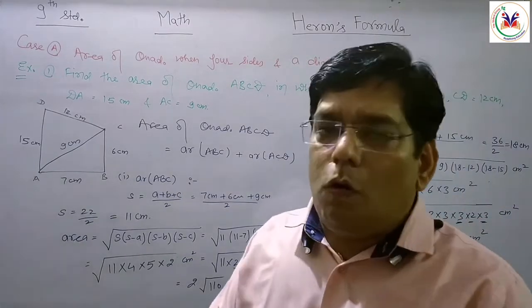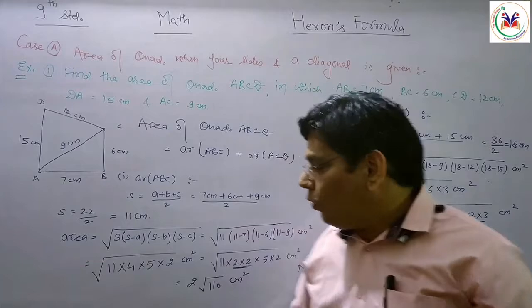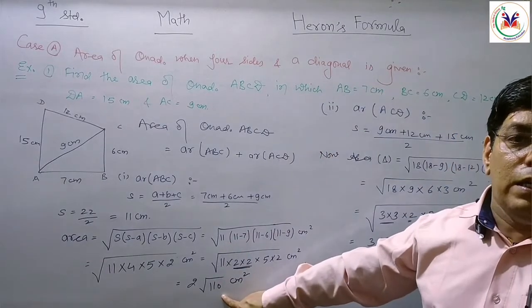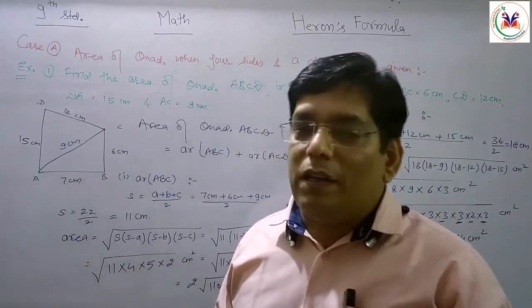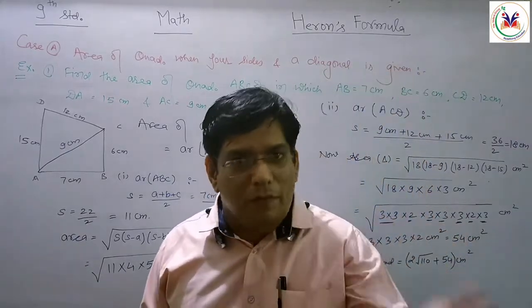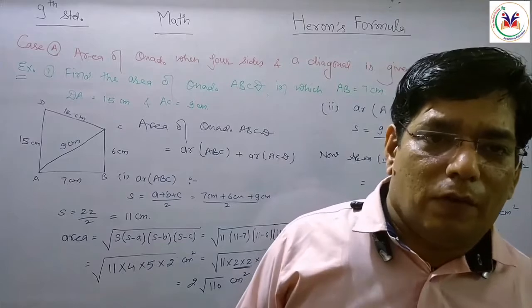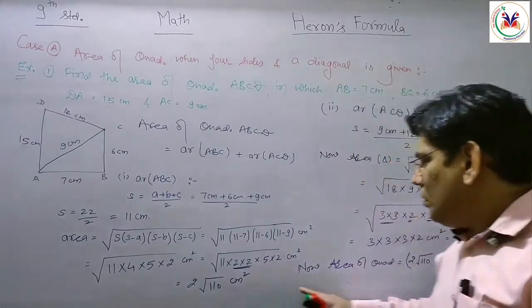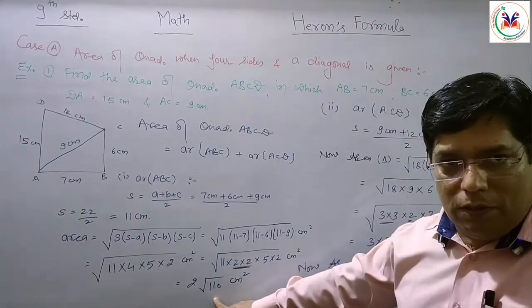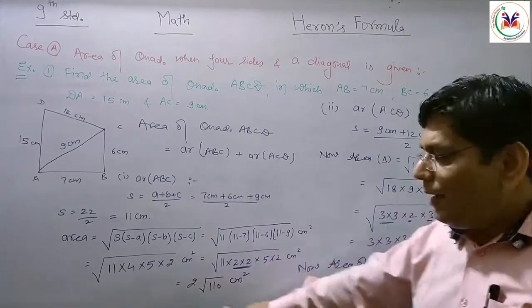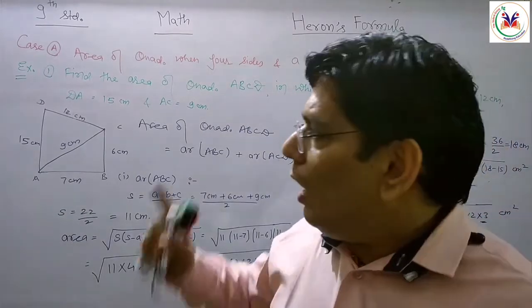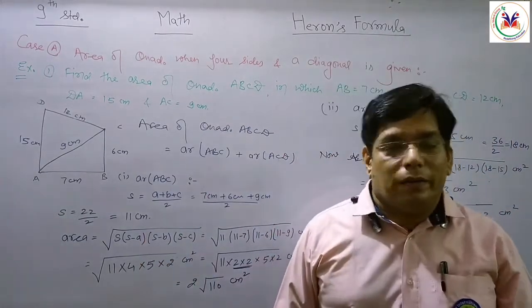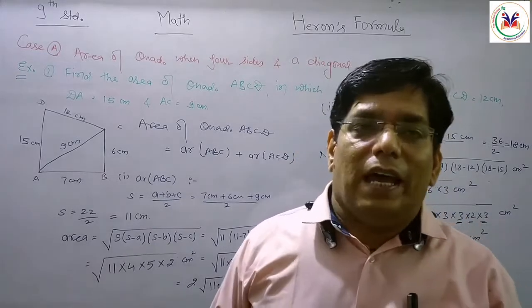Or if you want to solve further, you just calculate the square root of 110 using the long division method, which you have discussed in the previous section, previous classes also. So you solve that square root of 110, multiply by 2, and after adding 54, that will be the area of quadrilateral. That is the first part of how to calculate the area of quadrilateral when four sides and one diagonal are given.